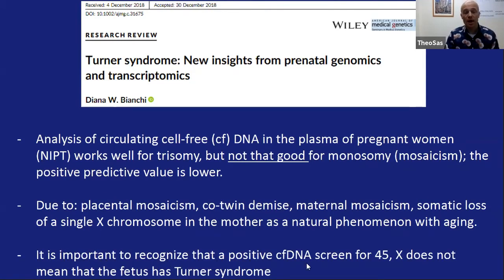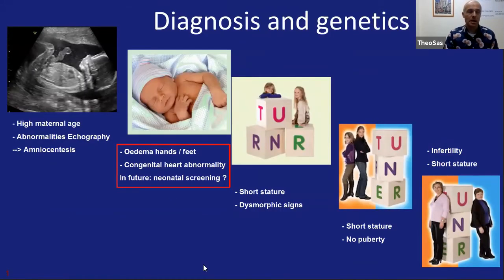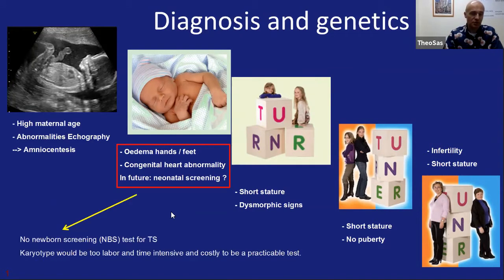So if we have a positive cell-free DNA screen for 45X, please, it does not mean that the fetus has Turner syndrome. The diagnosis can be made just after birth, when the hands or feet are swollen, or when there is a congenital heart abnormality. And there are some studies about neonatal screening, and what I know is that there is no country doing a neonatal screening for Turner syndrome at this moment, but it will come, I think.